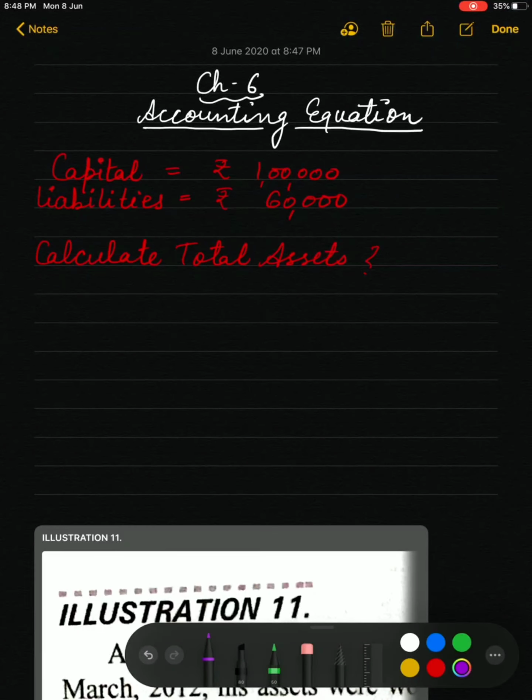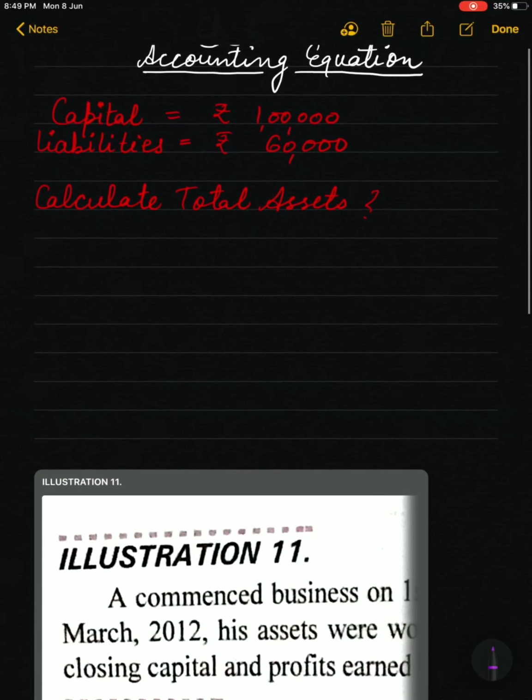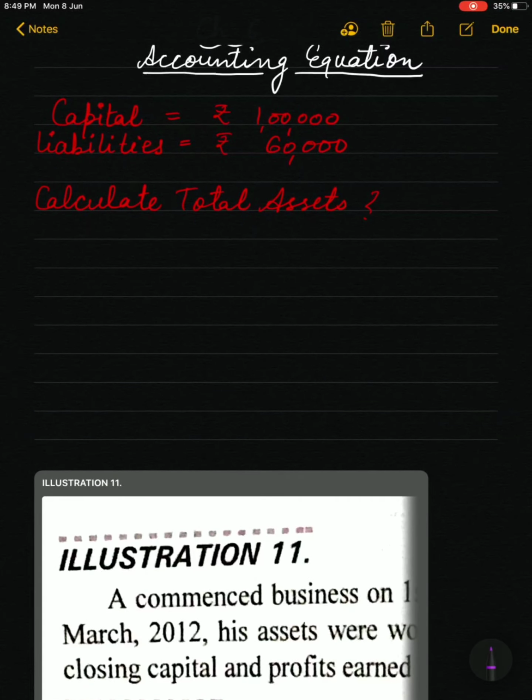Good morning, everybody. We are doing chapter number 6, accounting equation, and our next topic is the accounting equation based question, a short question, or we can say the formula based question. In this, capital is rupees 1 lakh, liability is rupees 60,000, and we have to calculate the total assets.